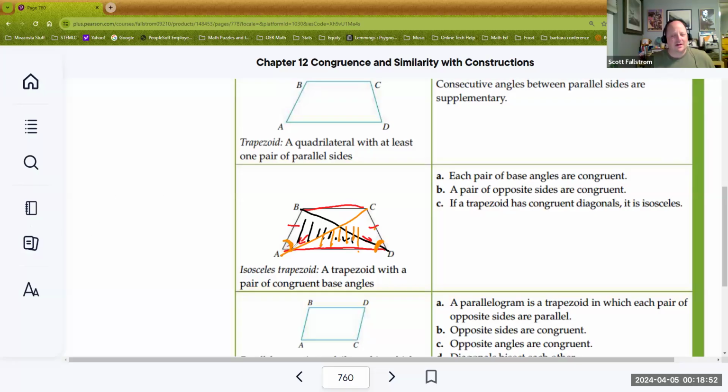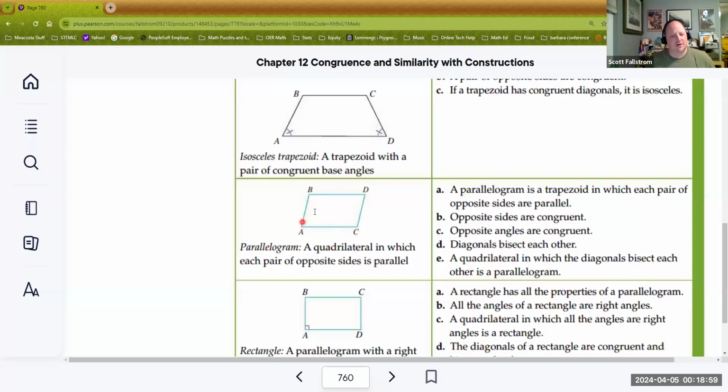So you can't go any of these directions on the test. I'll tell you exactly what kind of shape it is, I promise. I'll tell you this is a parallelogram, or I'll just tell you the two sides are parallel. Prove opposite sides are congruent. Prove opposite angles are congruent.